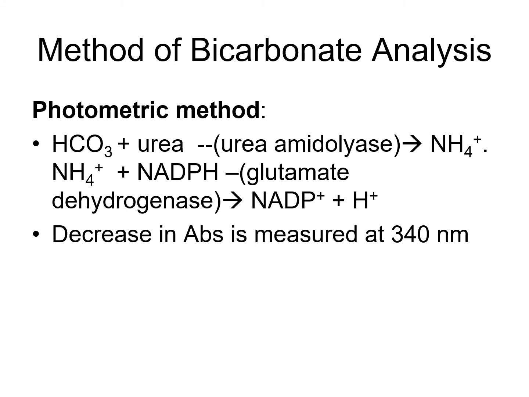Photometrically, we can also measure carbon dioxide by utilizing this chemical reaction. Bicarbonate plus urea in the presence of an enzyme, urea amidolyase, will form ammonium, and this ammonium will be made to react with NADPH. In the presence of glutamate dehydrogenase, this can oxidize the NADPH to NADP plus, and there will be a decrease in absorbance that can be measured at 340 nanometers.